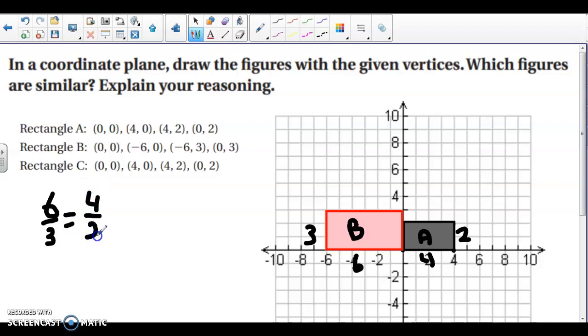Now remember, there's two different ways to do this. You can cross multiply. If we did that, we would get 12 equals 12. Which means that they are similar. The other way we could do it is we could simplify each fraction. 6 over 3 is 2, and 4 over 2 is 2. So since they both simplify to 2 over 1, it means that they're equal, they're proportional. So that means that the two figures would be similar because of that. So rectangle A is similar to rectangle B.